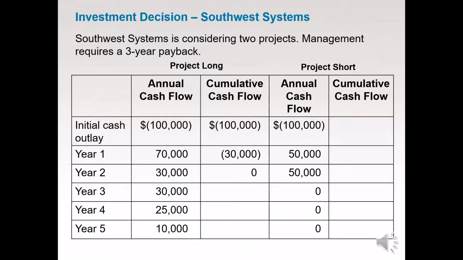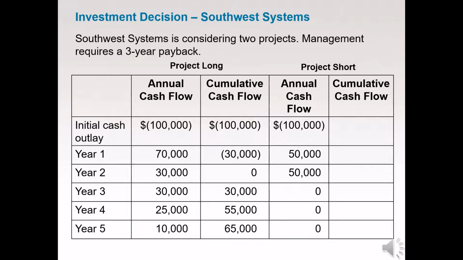Starting with the long project, we can see that the payback comes within year 2. The initial cash outlay was $100,000, but in year 1, they earned back $70,000 of that to leave $30,000 of that cash flow still left to accumulate. Year 2 produces that $30,000, and so the payback is realized in year 2.